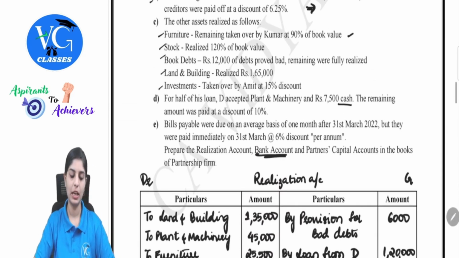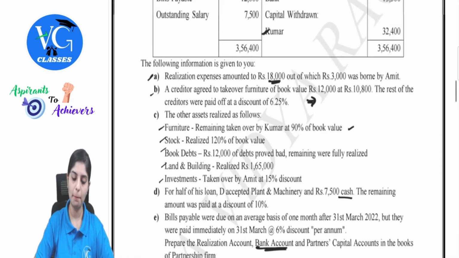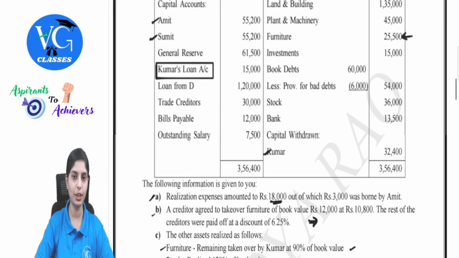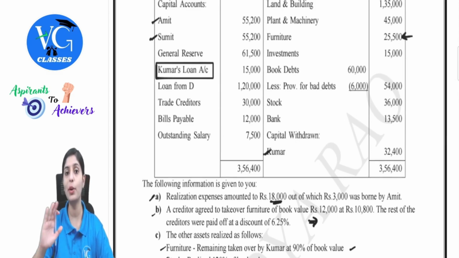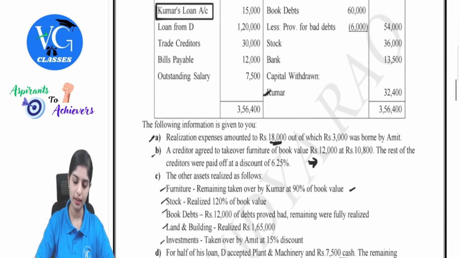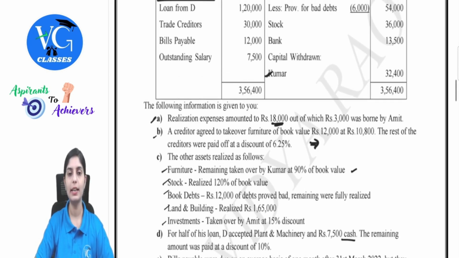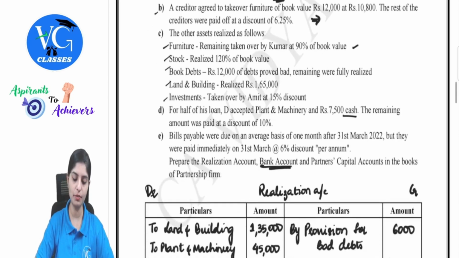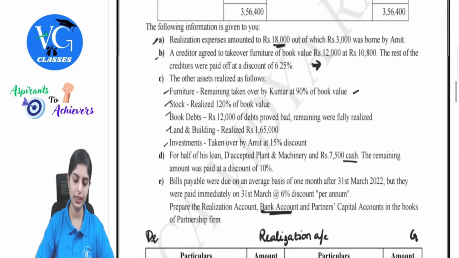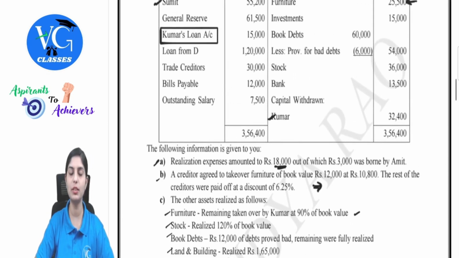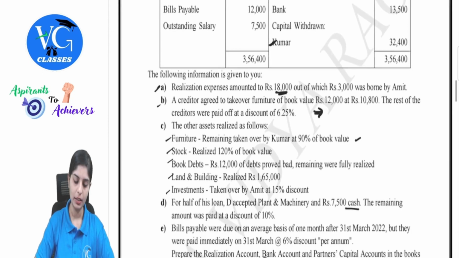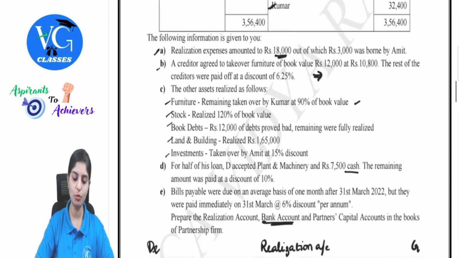So this is done. Next, for half of his loan, D accepted plant and machinery and 7,500 cash. Plant and machinery was available at 45. He completely took that, so there will be no entry for this. Remaining was for cash. So what will be the journal entry? Realization account debit to cash account for 7,500. This is with respect to D's loan, which was worth 1,20,000. The remaining amount was paid at a discount of 10%.